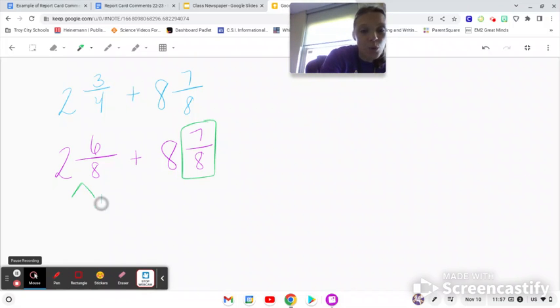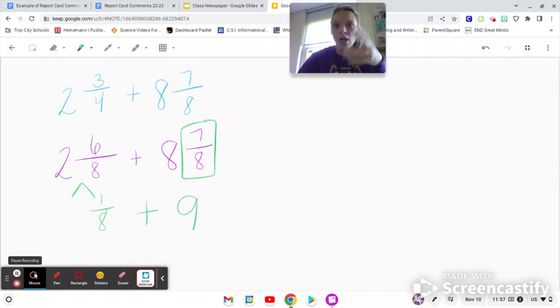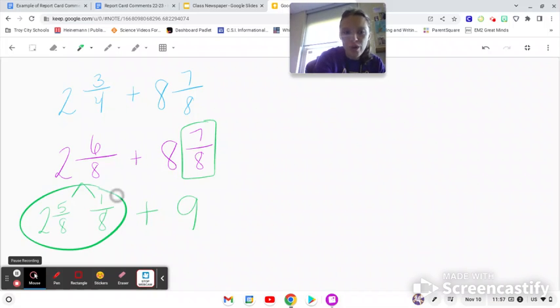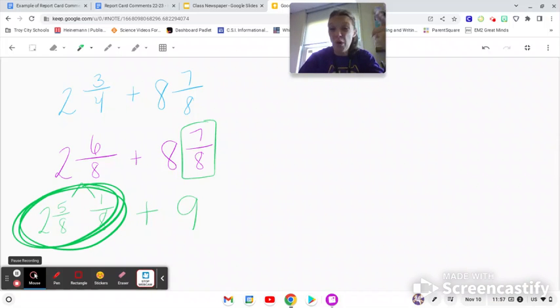So I need 1 more eighth to give to 7/8 to make this 8 7/8 a whole number up to 9, right? So if I take 1/8 out of my 2 6/8 to give to my 7/8, what I'm left with here is 2 5/8, right? Would you agree that 2 5/8 plus 1/8 is 2 6/8? Right, okay.